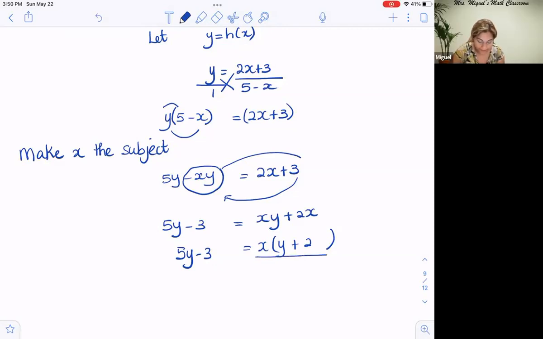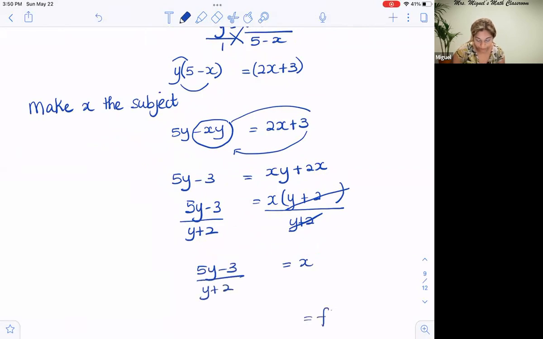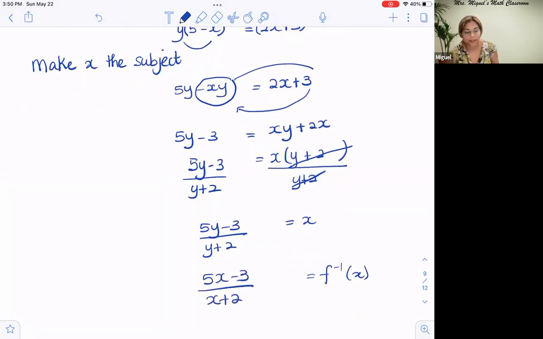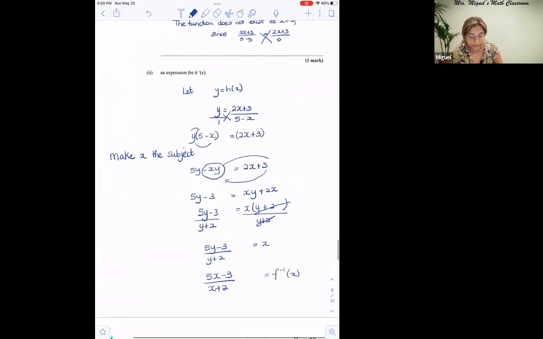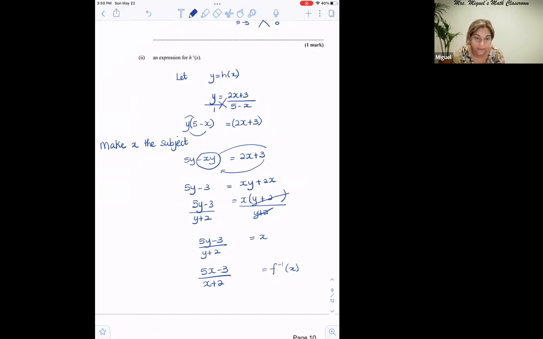So we want to make x the subject, so we divide by y plus 2. This is going to cancel, and x is 5y minus 3 over y plus 2. So therefore, h inverse of x is 5x minus 3 over x plus 2. Now, I don't think that they will bring a question as difficult as this one, but we can't take anything for granted, and we need to be very prepared for the exam.